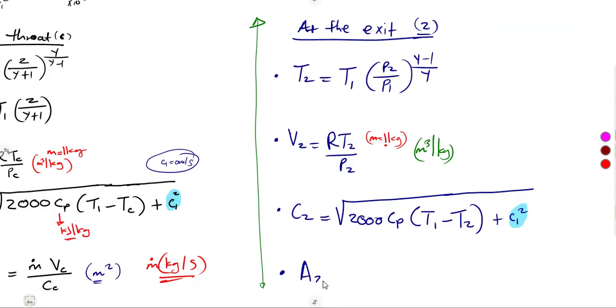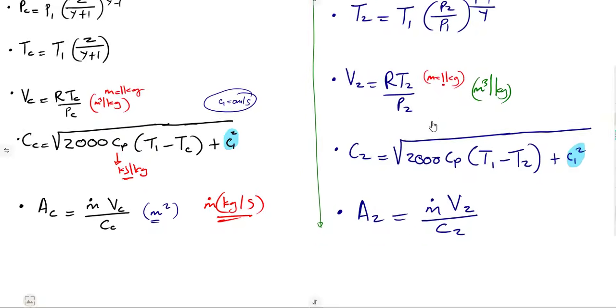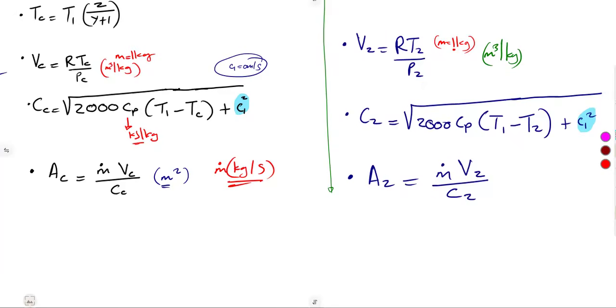Then we move on to another part, which is the area. A2 at the exit can be calculated again, just like the previous case: the mass rate times the volume at the exit over the velocity at the exit. That will give us the area, the same as what we mentioned here. That is how we can have this part. Also they can ask you to calculate what you refer to as the Mach, or I don't know, how do you call this one?